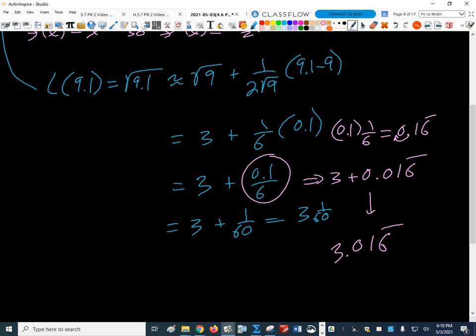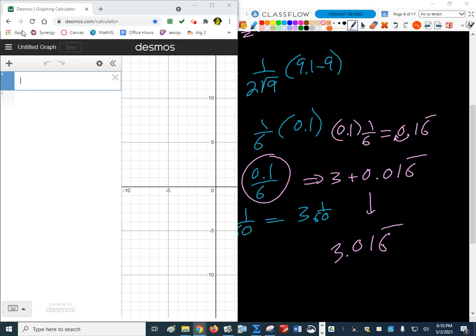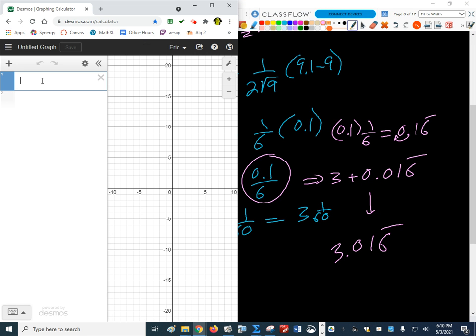How close is that? Well, I don't know. Let's find out. The square root of 9.1, we can do that in Desmos. It is 3.016620. So that's pretty close. Out to 4 decimals, we got it exactly right. And then after that, the answer deviates from what we had, but that's pretty darn close for just a shirt sleeve quick estimate.